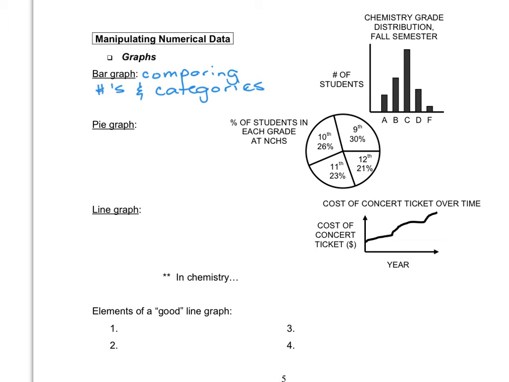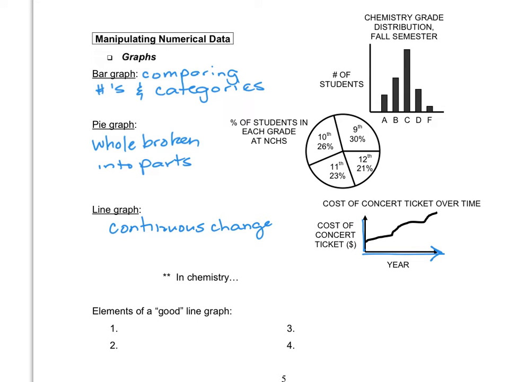Pie graph shows the whole broken down into its parts. So here, the percentage of students in each grade at some random high school. Or a line graph shows continuous change, really. You can call it change over time. Doesn't always require time. So here we have cost of tickets across who knows how many years, but you can see the change.